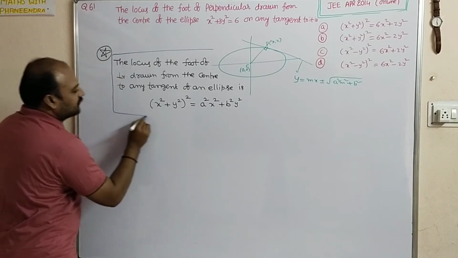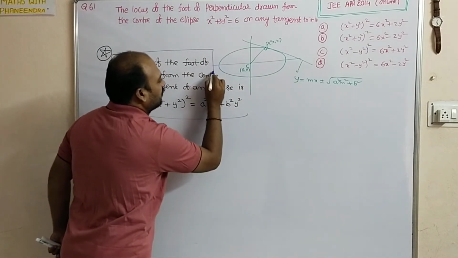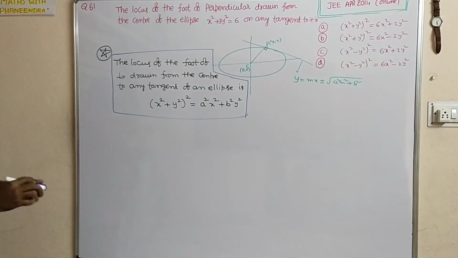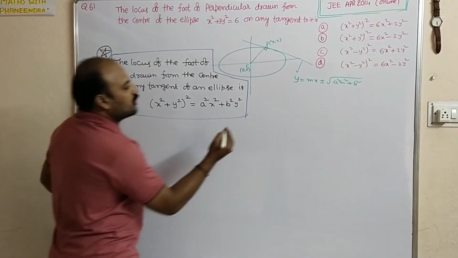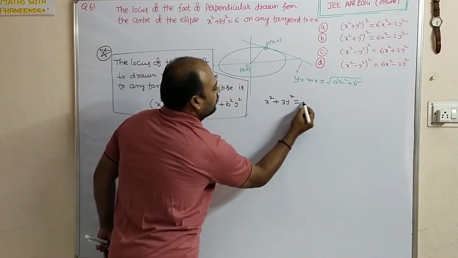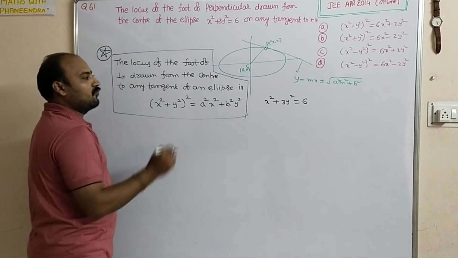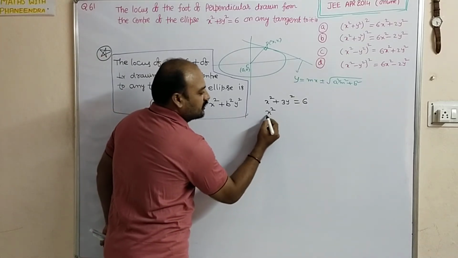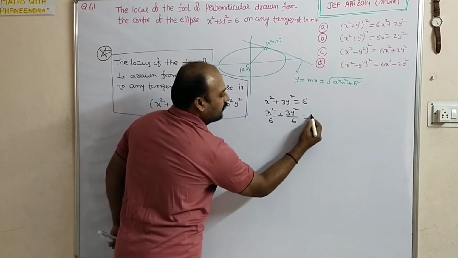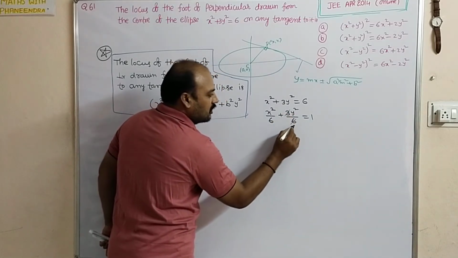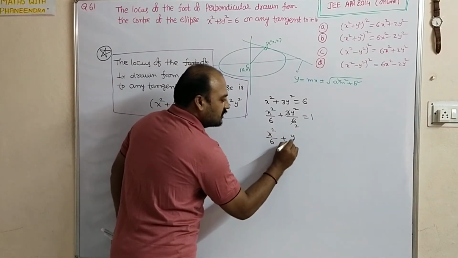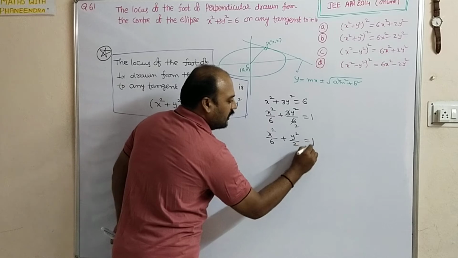You remember, this is the shortcut formula according to the question. Wherever this concept is there, you can apply the shortcut formula. Dear students, you have to remember. So now, in the question, what is given? Equation of ellipse x square plus 3y square equal to 6. Write into the standard form: x square by 6 plus 3y square by 6 equal to 1. So x square by 6 plus y square by 2 equal to 1.